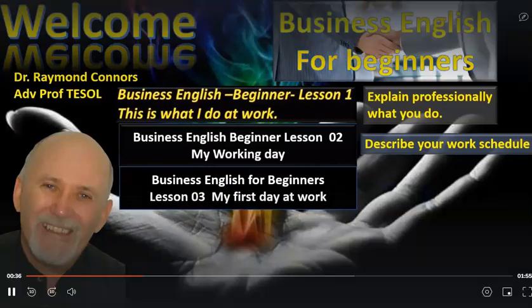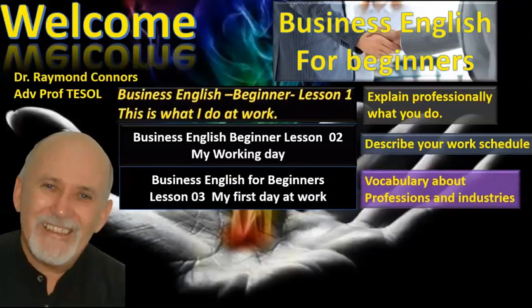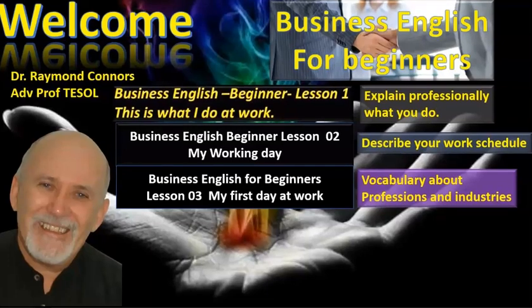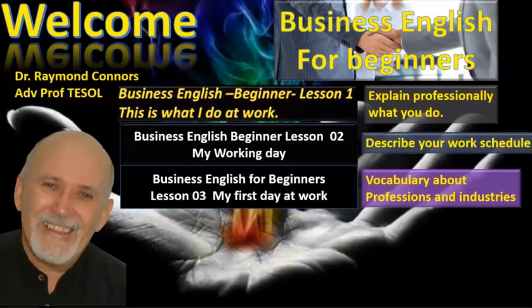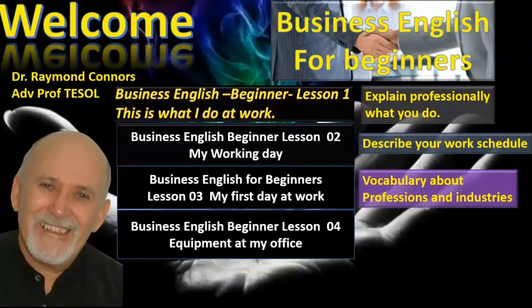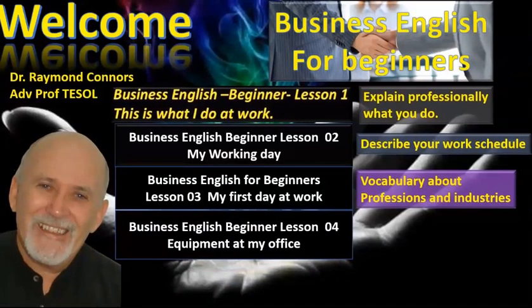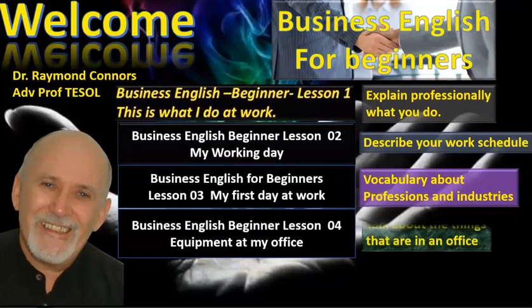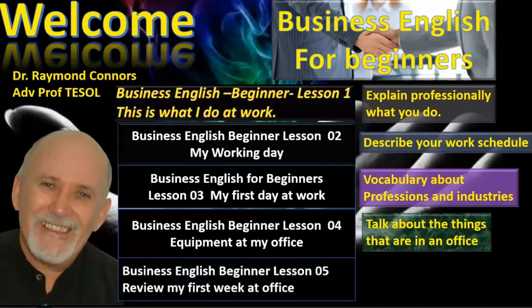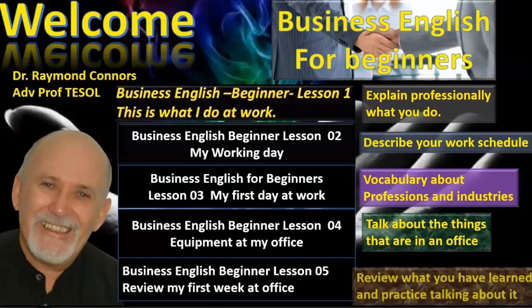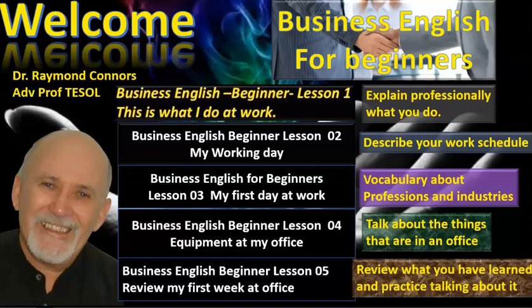And lesson number 3, my first day at work, contains vocabulary about professions, industries and sectors of industry and how to talk about them. The next lesson, number 4, the equipment that's at my office. You'll be able to talk about the things that are in your office, what they're used for, who uses them and what the results are. And lesson number 5 is a review of the first week, my first week at my new office. A complete rounding of the whole thing at an elementary level.